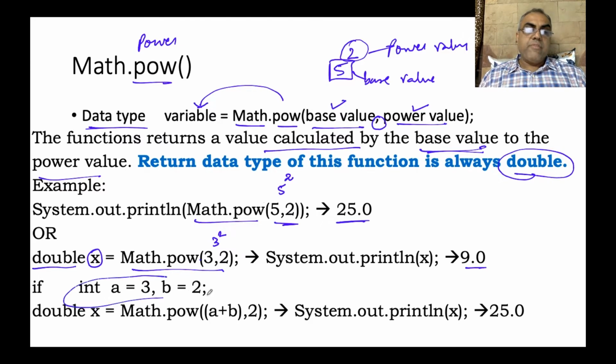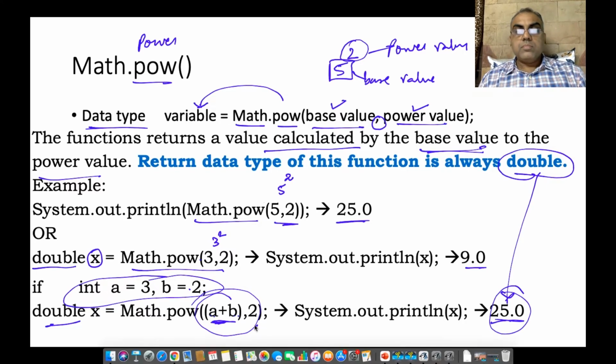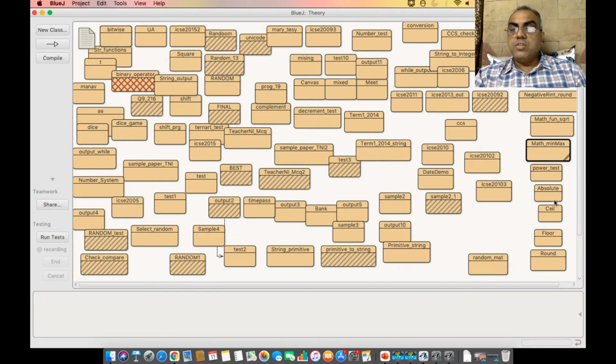I can also define a set of variables, so this could be an expression. If I say a plus b, the computer will apply 3 and 2 over here. 3 and 2, 5 comma 2 is 5 raised to 2. My answer will be 25.0. Even if my inside values are integer, my output will always be decimal type. So here is what your power function is.